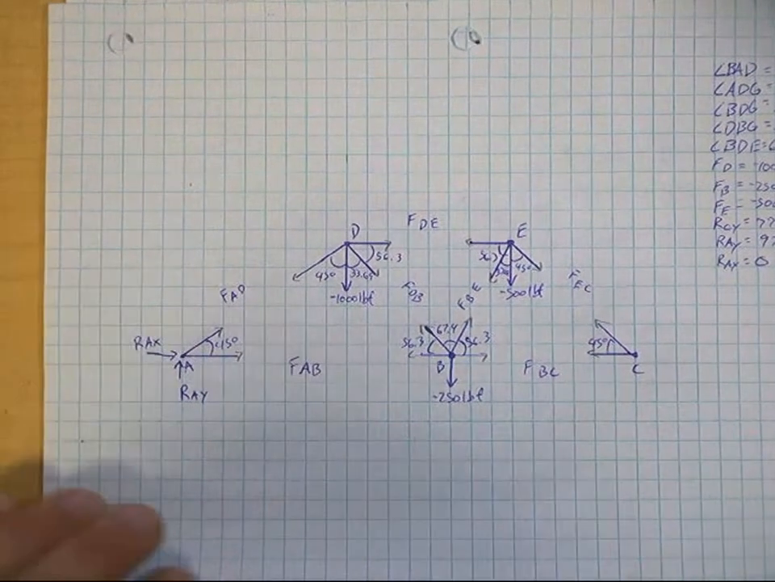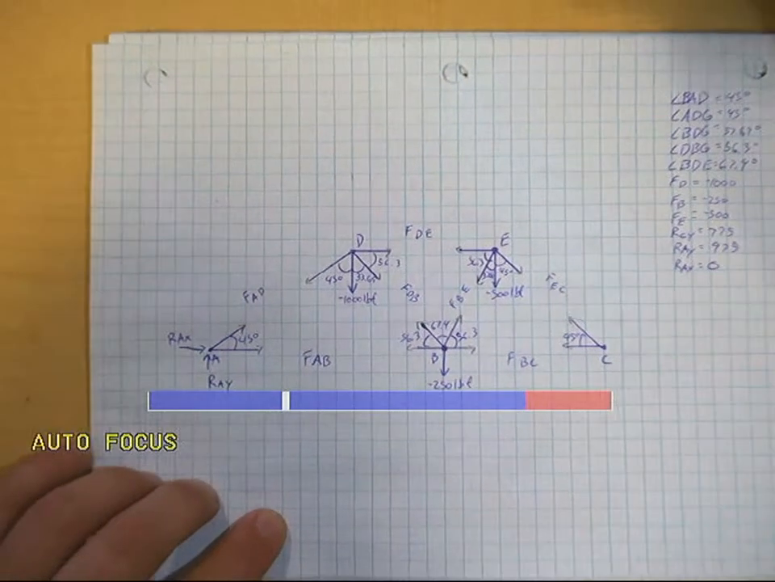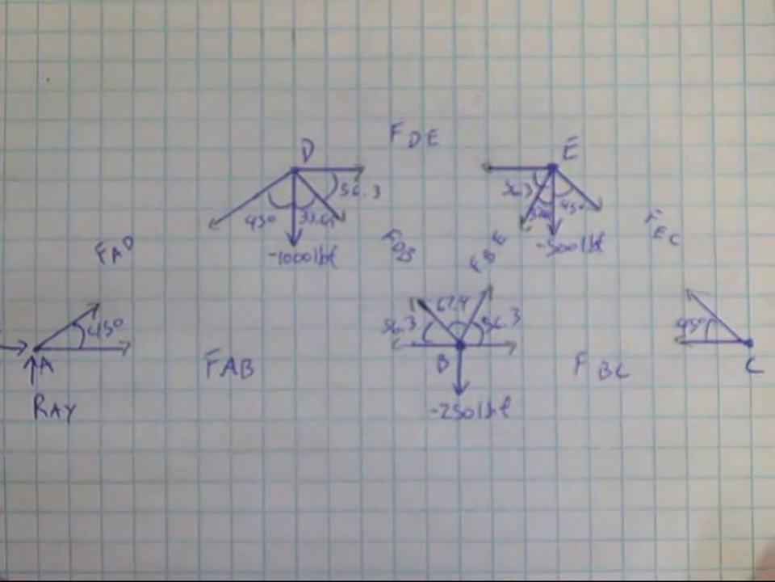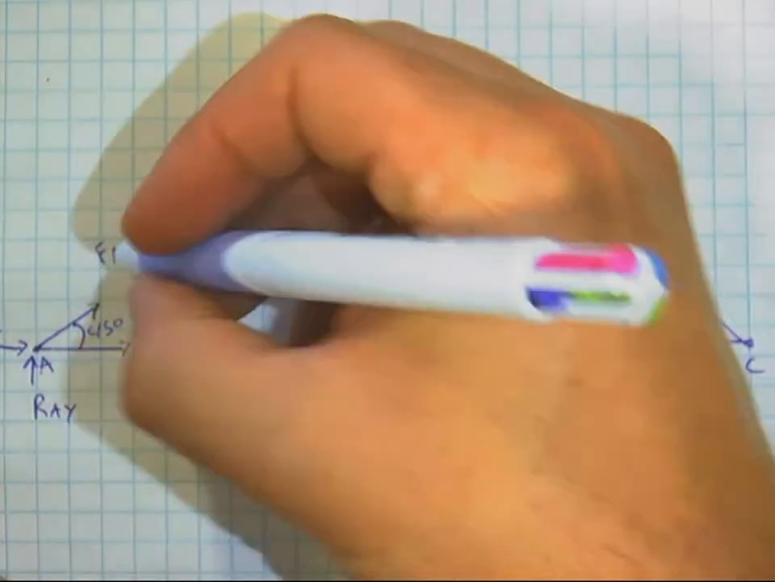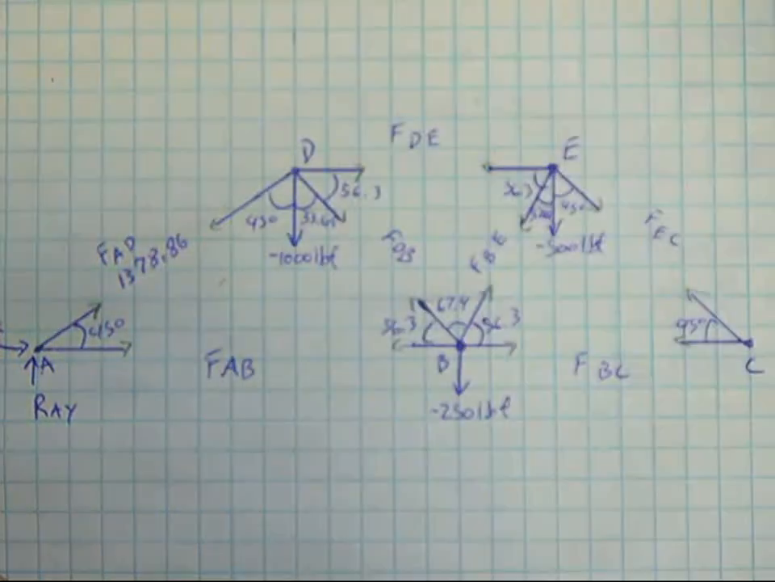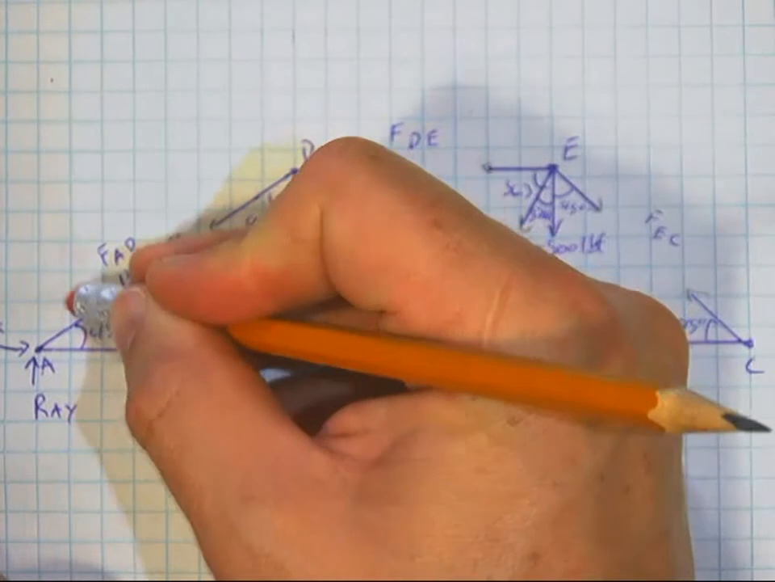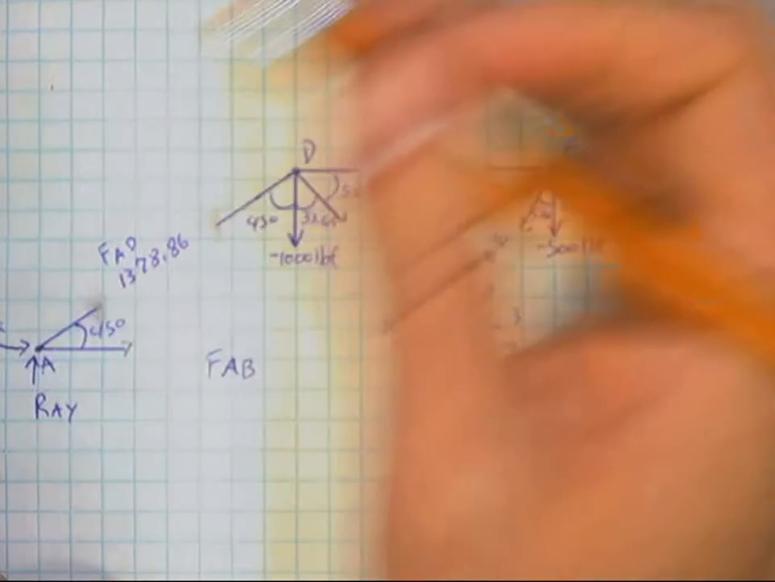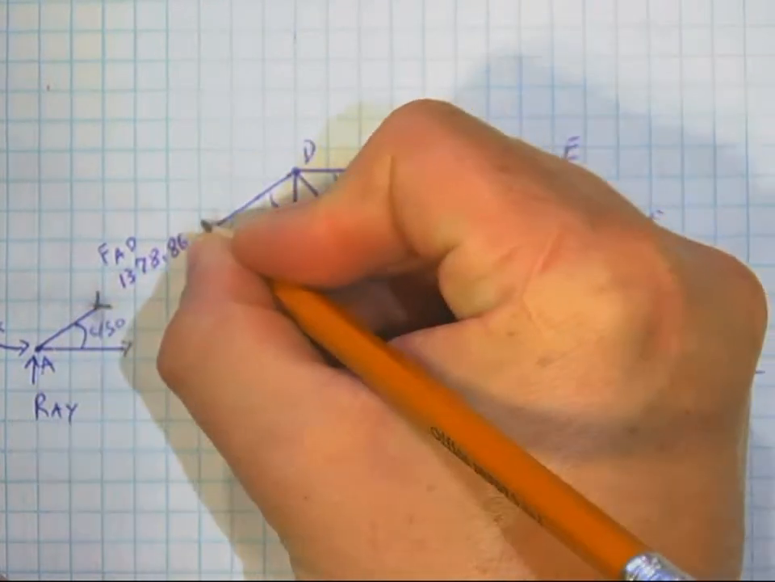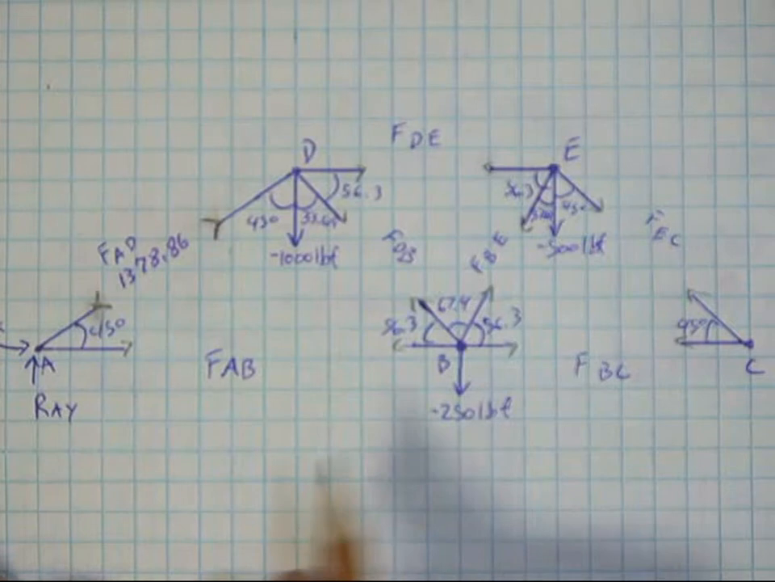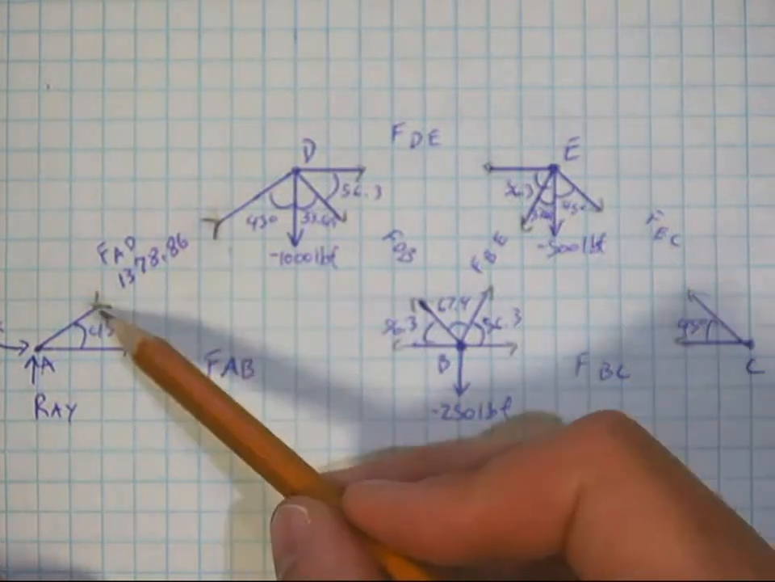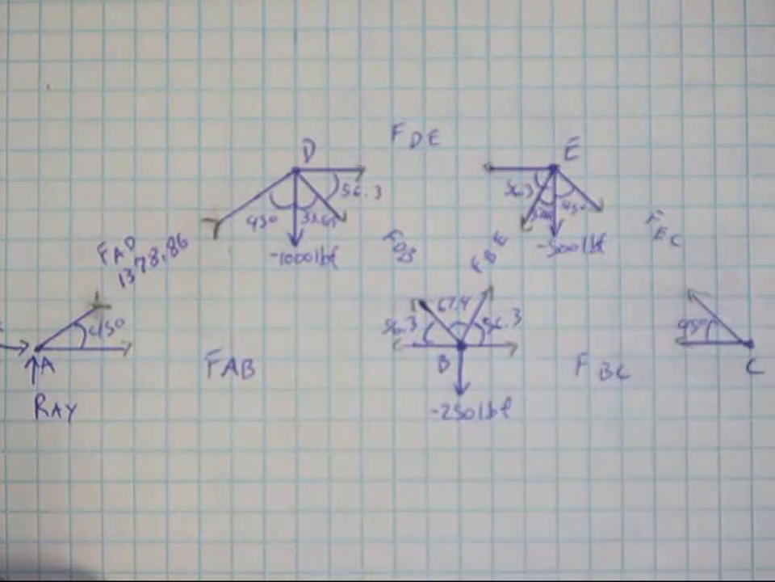Essentially, in our original diagram, FAD is 1378.86, and that's in compression. So we're going to change the direction of our arrows. Remember, our arrows have to be opposite, so we put our arrows pointing the other way. Now we know this is 1378.86, and the direction of the arrows shows us that it's in compression.